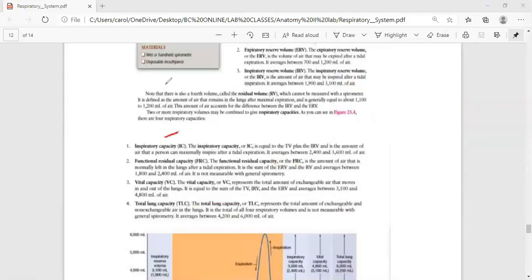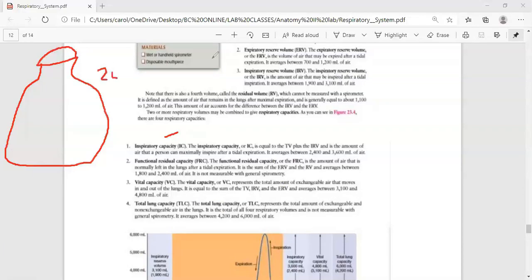In addition to that, we can also measure capacities in our lungs, right? Volumes and capacities are not the same. Let's say, for example, this is a bottle of tequila. What is the volume of this bottle? Let's say this is 2 liters. Let's say that the tequila is up to here. This is, let's say, 1.5 liters.